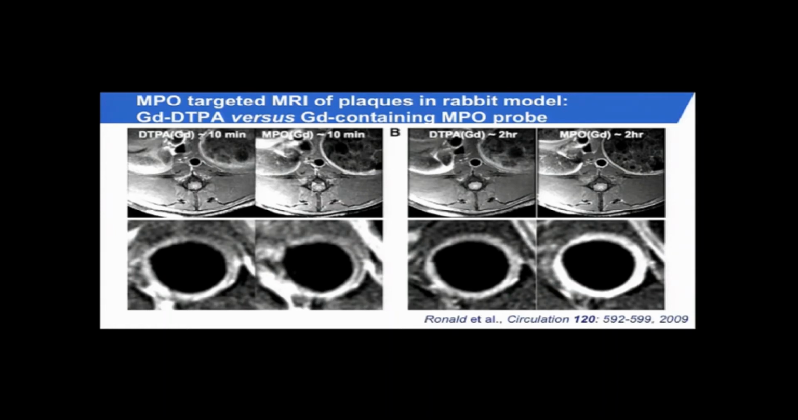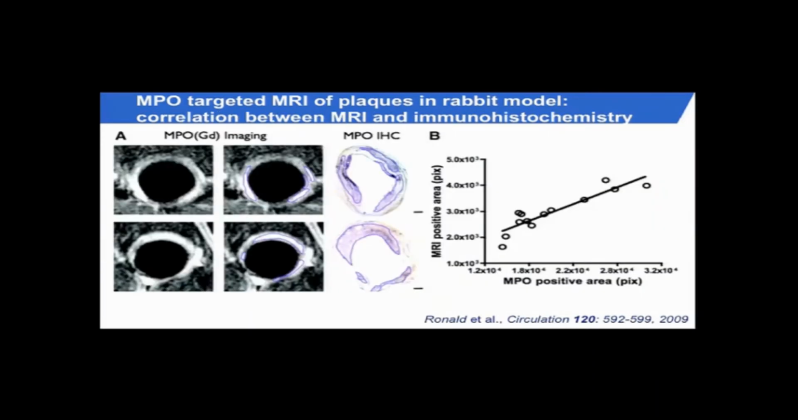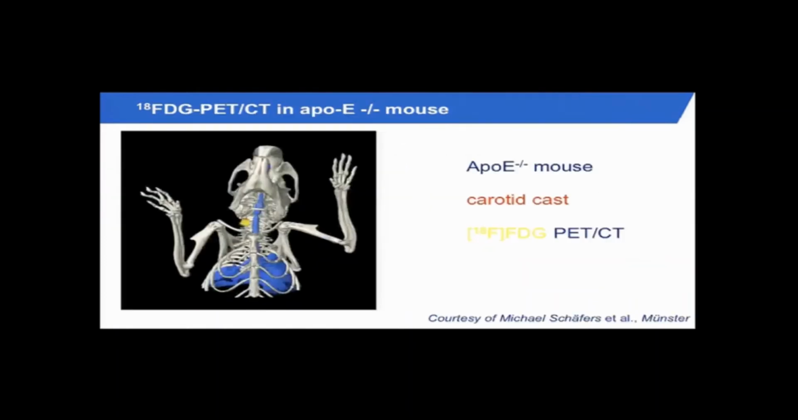So this is a very effective way of visualizing expression of the MPO enzyme. And indeed, when comparisons were made between the MRI-positive area detected in vivo to the ex vivo immunohistochemistry of the MPO-positive area, there's a very nice correlation there. So that's enzymatic activity probed with a low molecular weight MRI agent.